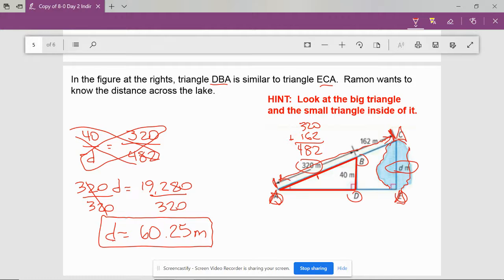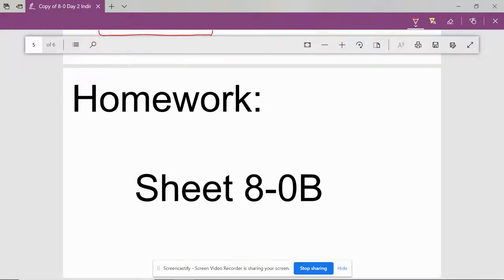So make sure if you have any questions that you're emailing me. As we go forward, you look at your homework. It's going to be sheet 8-0B. So make sure that you can insert your text boxes, and show as much work as you can so I can see if you really know what you're doing, or if you don't. Make sure that you're not just pulling answers off the computer somewhere, but you're actually trying to figure it out. That will help me know if you really understand what you're doing or if you need help. So make sure you're emailing if you need help.